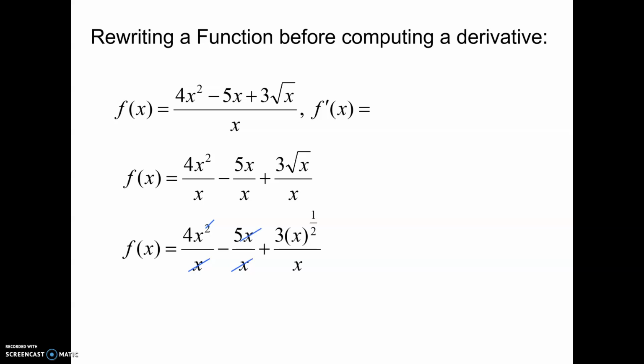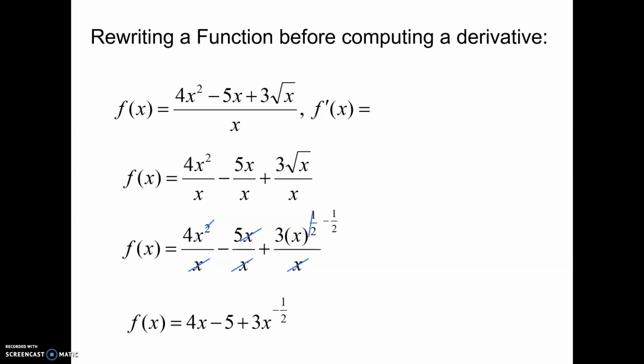And remember, the square root of x is equivalent to x to the 1/2 power. And our rules for exponents say that we keep the base and subtract the exponents to get x to the negative 1/2. So rewriting this expression, we get f of x equals 4x minus 5 plus 3x to the negative 1/2. Now notice I have not taken a derivative yet here. All I'm doing is reducing the fraction using a common denominator.